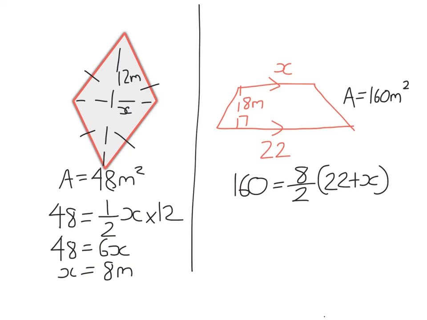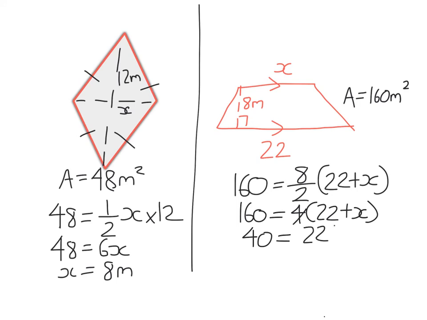Making this a little easier to work with, 8 over 2 is just 4. Now I solve this equation. I'm going to divide each side by 4 to get rid of this 4 here. And now I'm going to subtract 22 from both sides. So x equals 18. Of course, once again, we're in meters. And it's as easy as that.